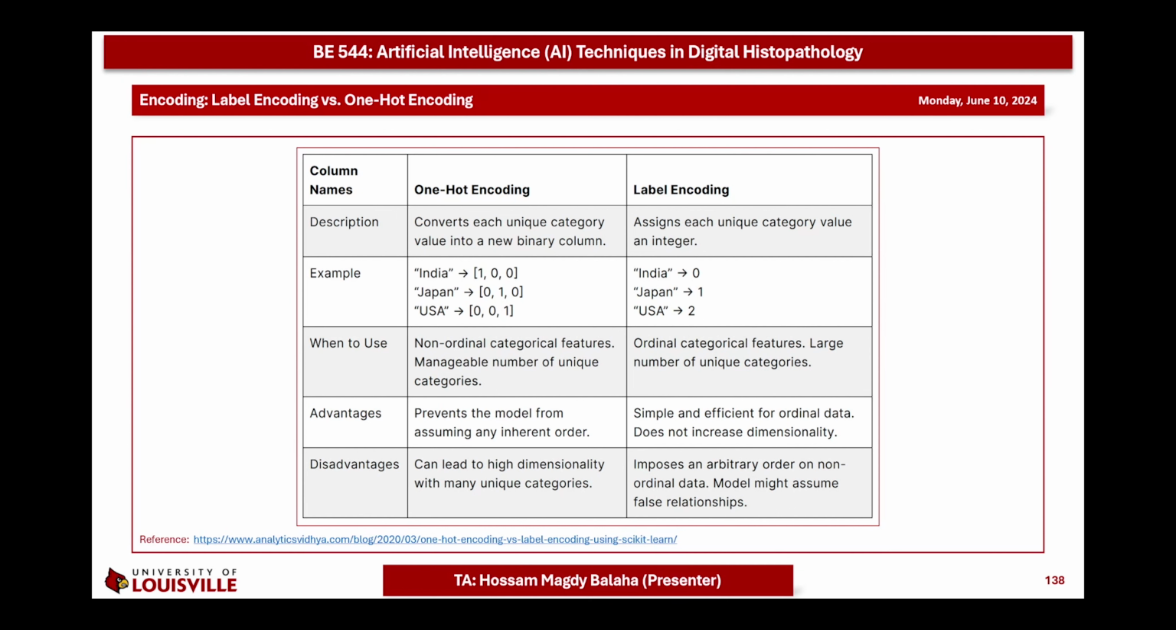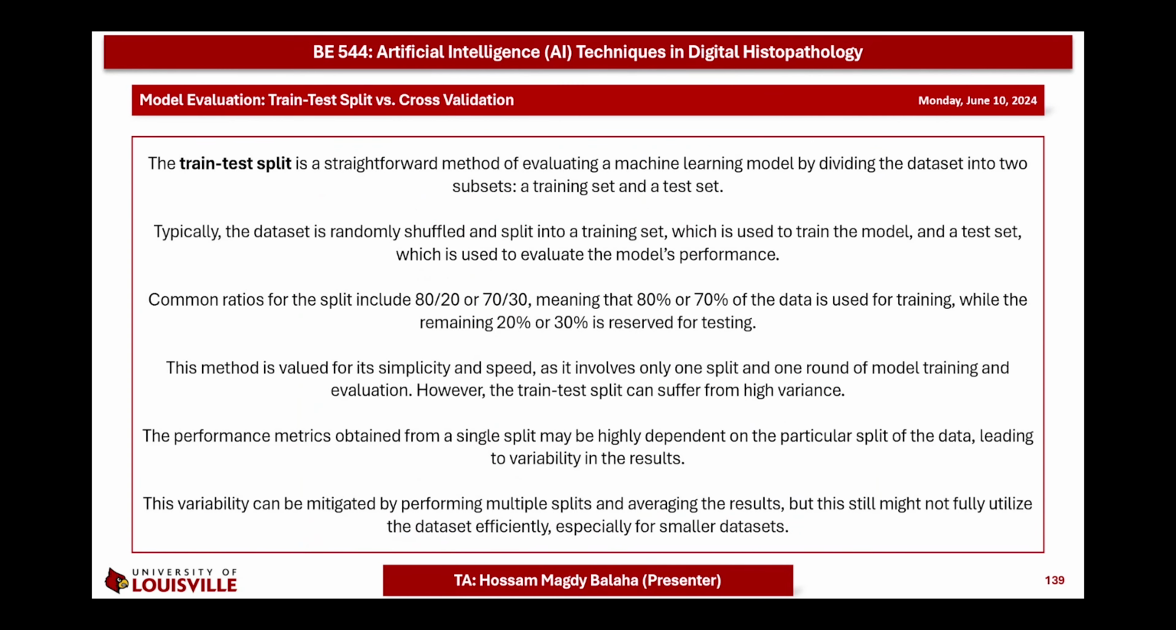For one-hot encoding, you convert them to a new vector, and with label encoding, you are converting to a numerical value. And this is an example for each. This is how to use them. The advantage, and the disadvantage of one-hot encoding is the high dimensionality, especially if you are dealing with 1000 classes, for example. And the disadvantage of label encoding is that the model might assume false relationships because you are imposing an order on non-ordinal data.